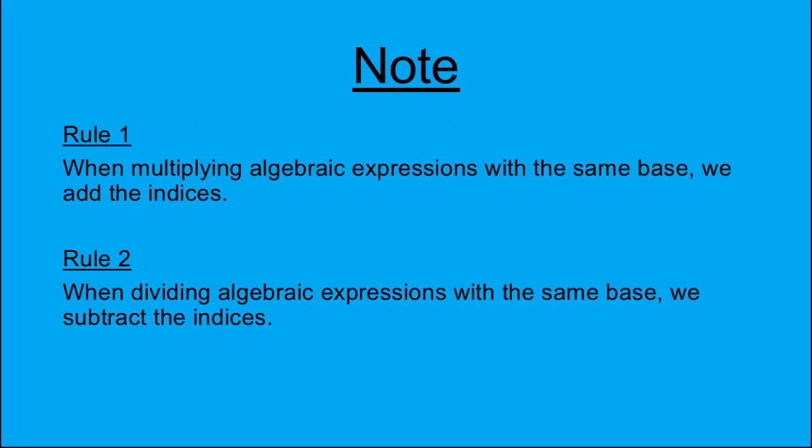Rule 1. When multiplying algebraic expressions with the same base, we add the indices. Rule 2. When dividing algebraic expressions with the same base, we subtract the indices.